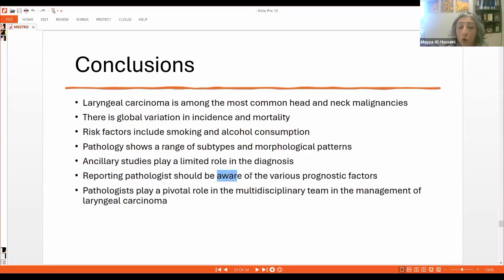Reporting pathologists should always be aware of the various prognostic factors that I've mentioned, which should be explicitly commented on in the pathology report. And pathologists are an important part of the multidisciplinary team, because the management of patients nowadays depends on the collaboration and coordination between the different members of the same team.